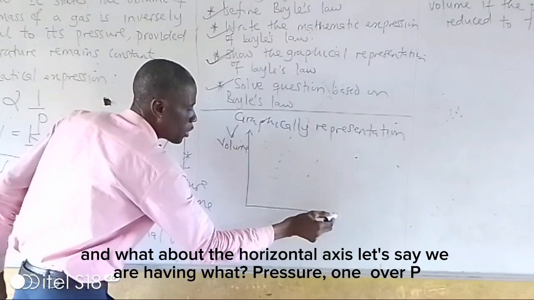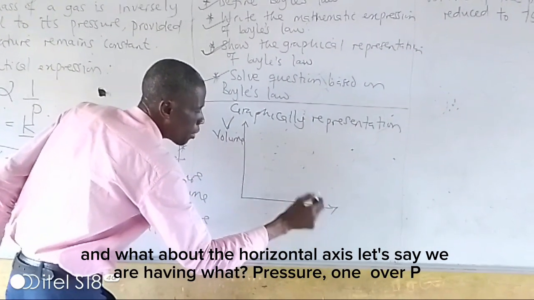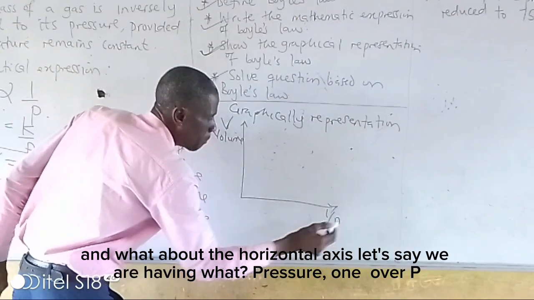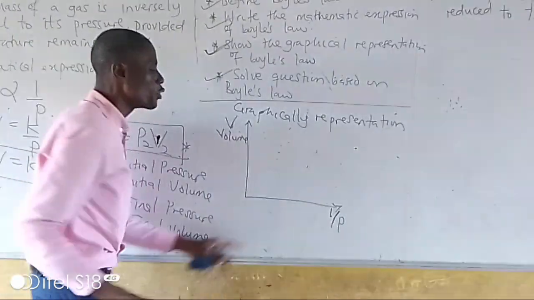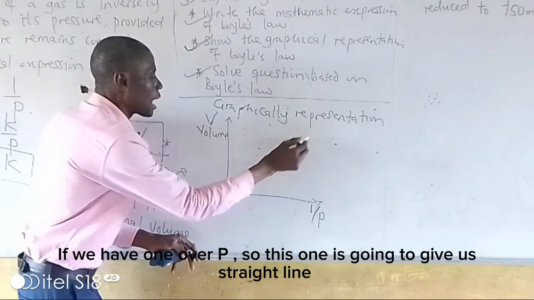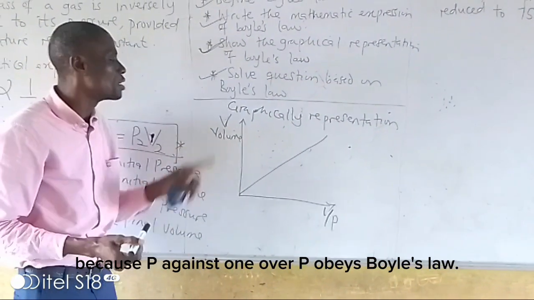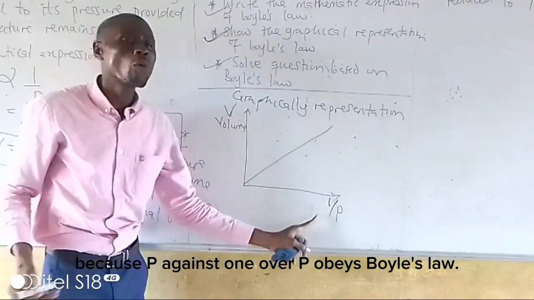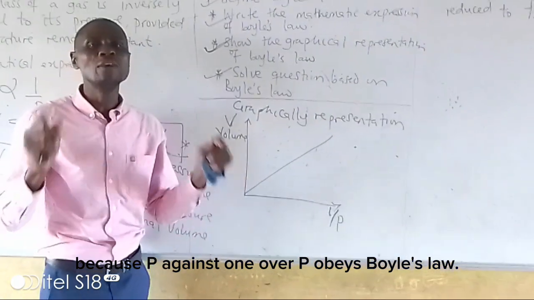And what about the horizontal axis? Let's say you are having pressure, 1 over P. If we have 1 over P, this is going to give us a straight line. Why do we have a straight line? Because V against 1 over P obeys Boyle's law.